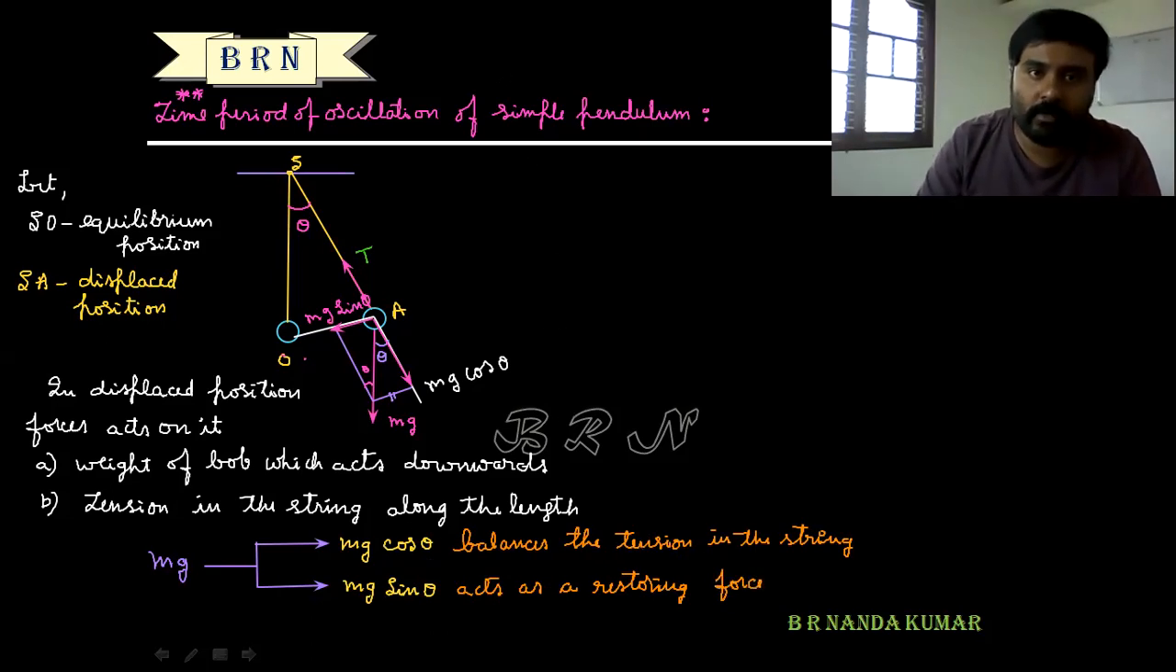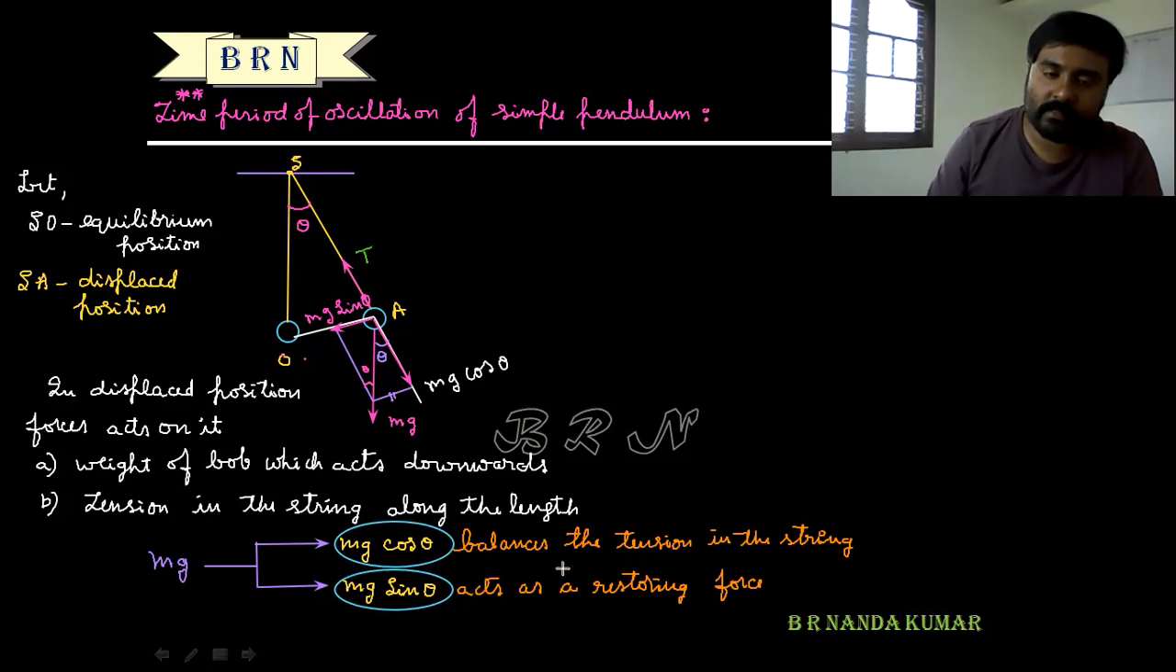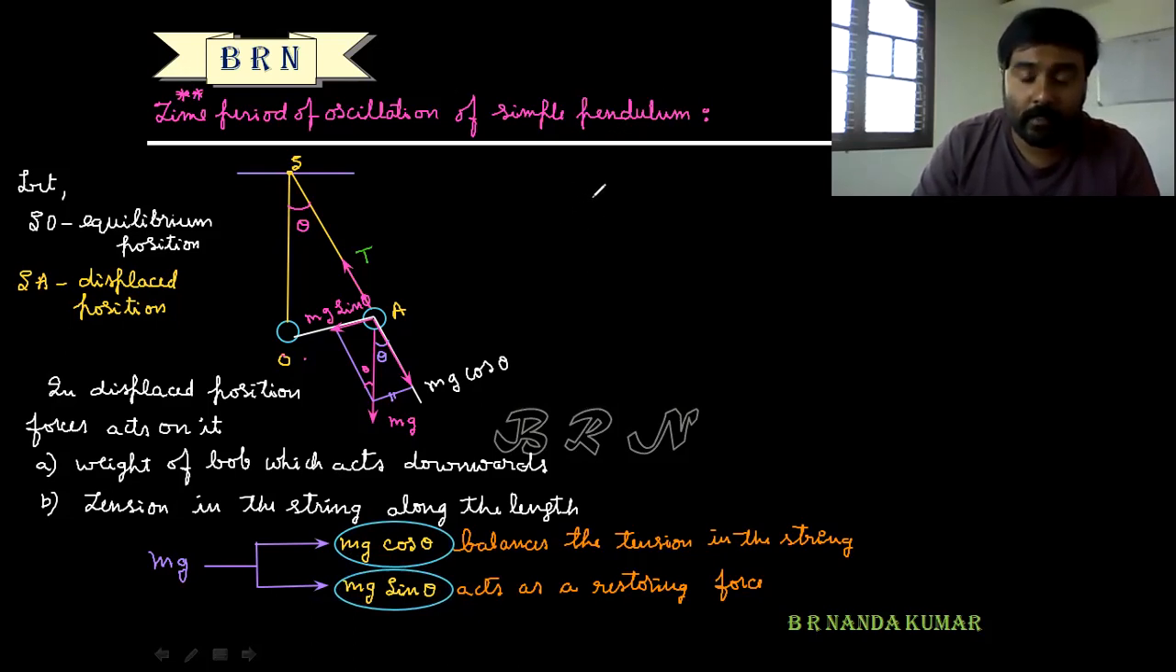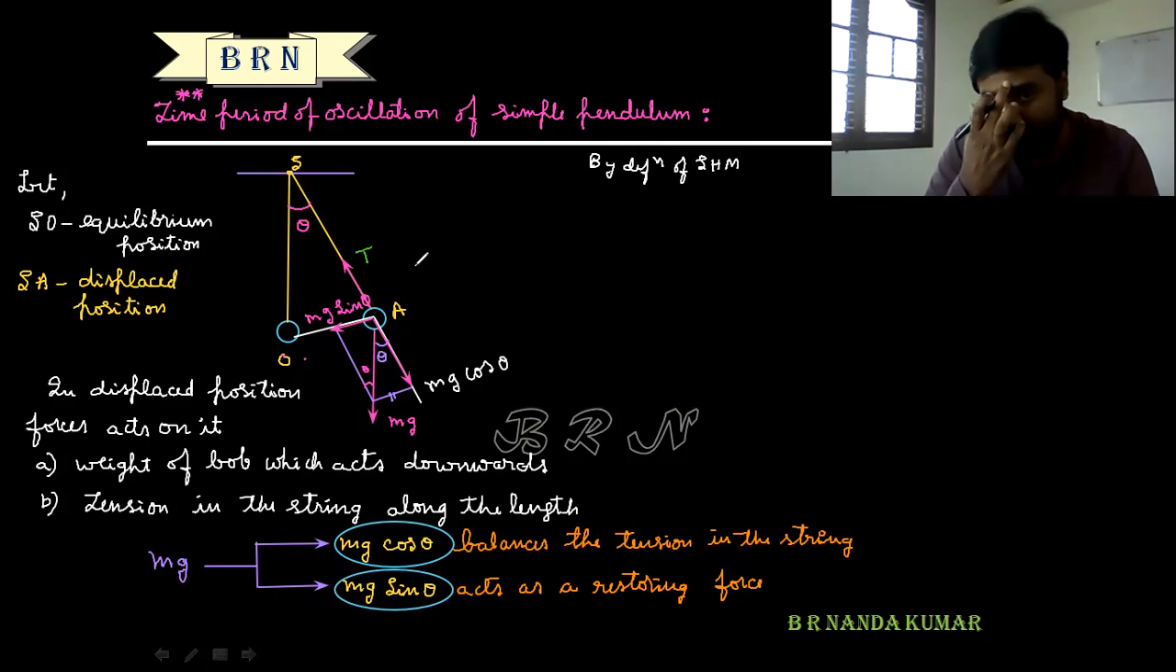So mg cos theta balances the tension in the string, and mg sin theta acts as a restoring force. Okay, now let us start the derivation. By the definition of simple harmonic motion, here the bob executes simple harmonic motion.